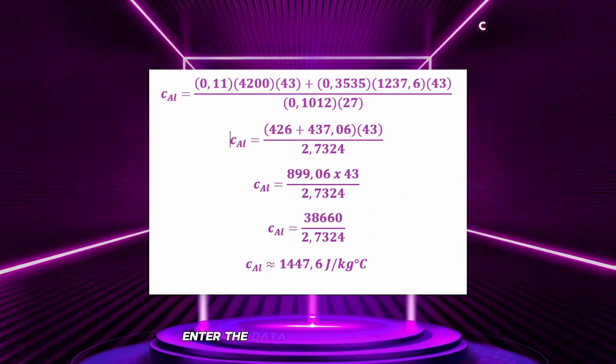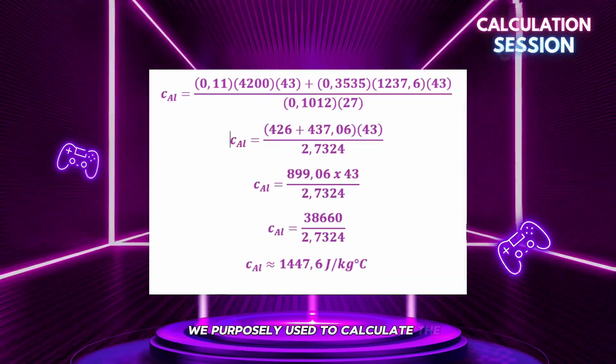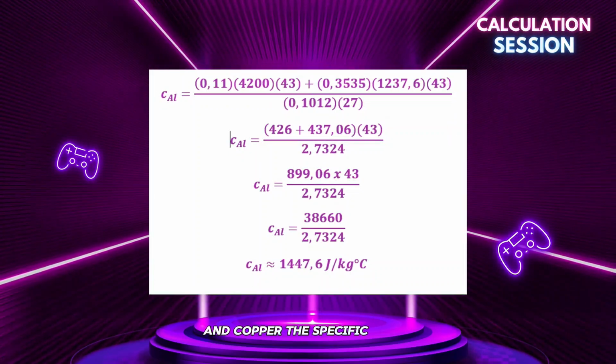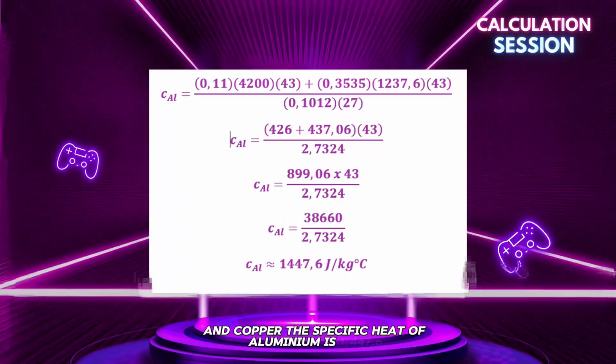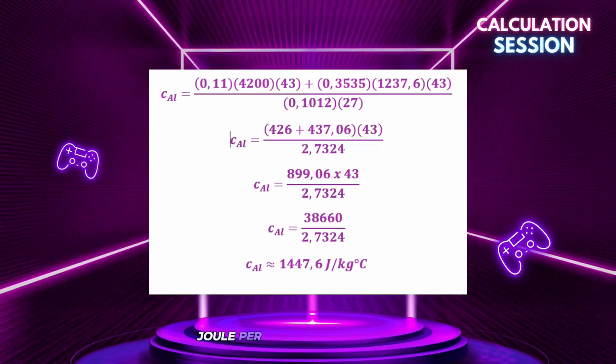Enter the data into the same formula we previously used to calculate the specific heat of the calorimeter and copper. The specific heat of aluminum is 1447.6 joule per kilogram degree Celsius.